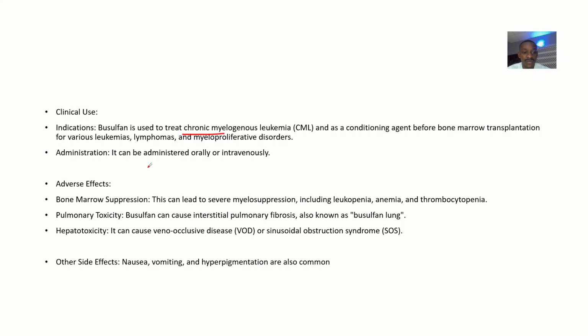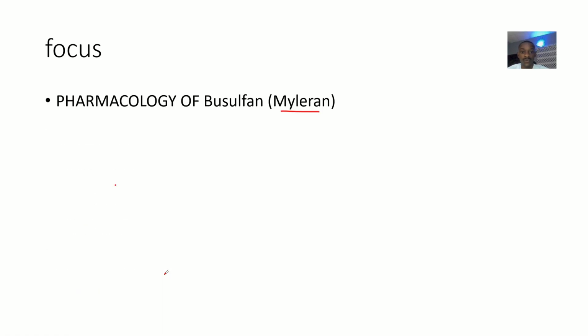Okay. For adverse effects, it can cause bone marrow suppression, pulmonary toxicity, hepatotoxicity. Okay. So other side effects can include things like what? Nausea, vomiting, hyperpigmentation. All of these are common when using Busulfan. Alright. So on that basis, that was a brief pharmacology of this chemotherapy drug.